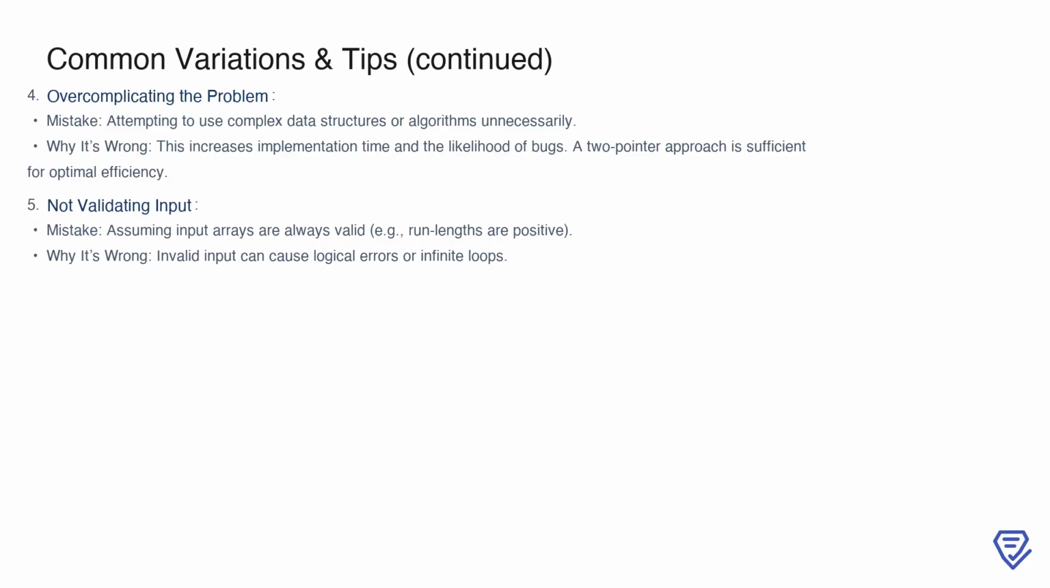Also, never assume that the input is always valid. For example, run lengths should always be positive, but not verifying this could lead to logical errors or even infinite loops in your solution. Properly validating the input at the start can save you from debugging headaches later. By keeping the solution simple and robust, you can avoid these common stumbling blocks.